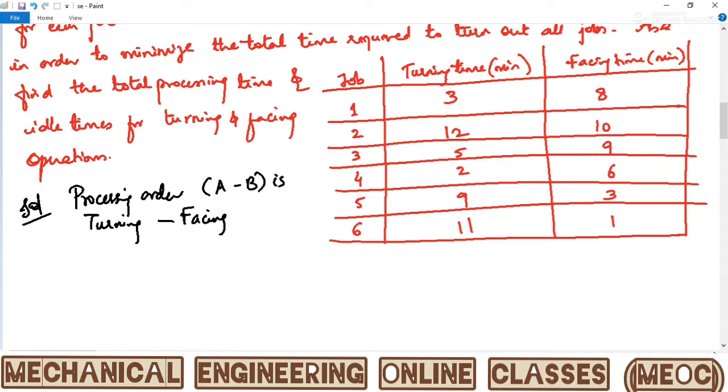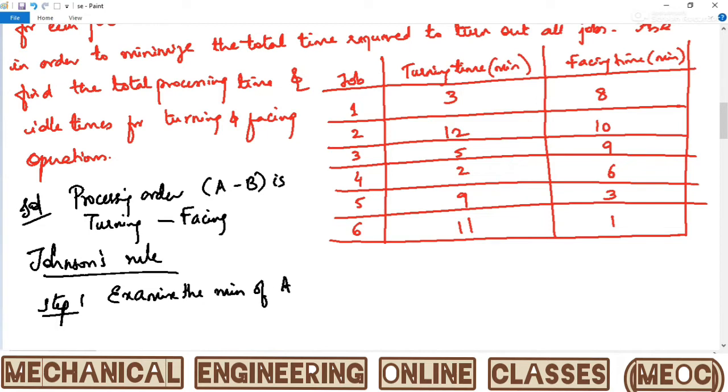According to Johnson's rule, the first step is to examine the minimum of Ai and Bi. Suppose this is the A machine, the turning machine.